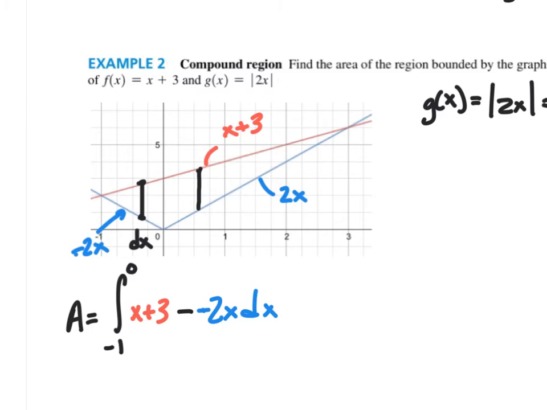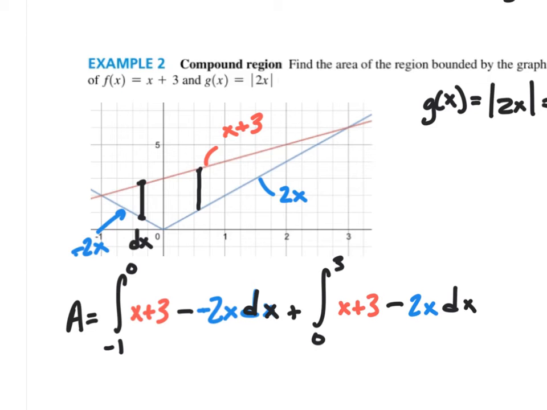And now, because that's just this one area, I need another area for this. So I'm going to write plus another integral from 0 to the point of intersection, which is 3. So from 0 to 3 of my top function, x plus 3, minus my bottom function, 2x. So I write x plus 3 minus the function 2x, and then dx.